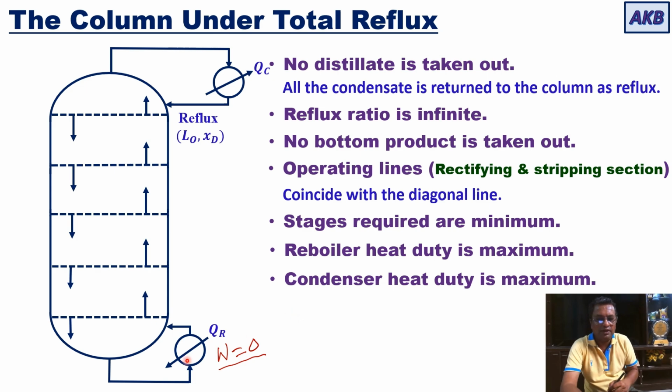When the maximum quantity of liquid is boiled, the resulting maximum quantity of vapors is to be condensed in the condenser. So the maximum amount of heat is to be removed. That's why condenser heat duty is also maximum in this case.